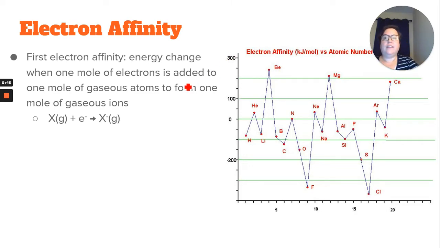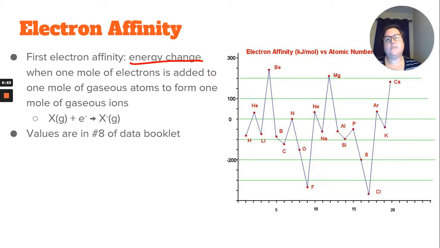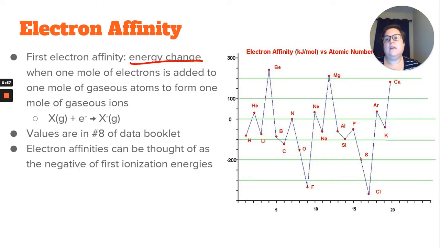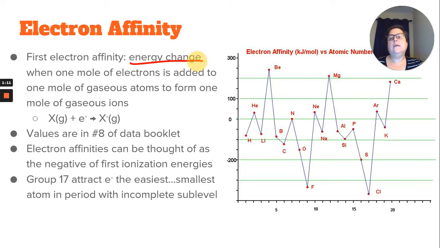So electron affinity is the energy change when gaining an electron. The values are in section 8 of your data booklet. Again, we don't really do anything with those values though. Electron affinities can be thought of as negative first ionization energies, because if you think about it, it's the opposite of ionization energy. The definition is. The trend, however, is the same.